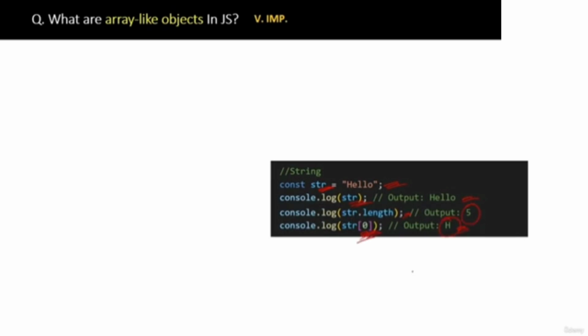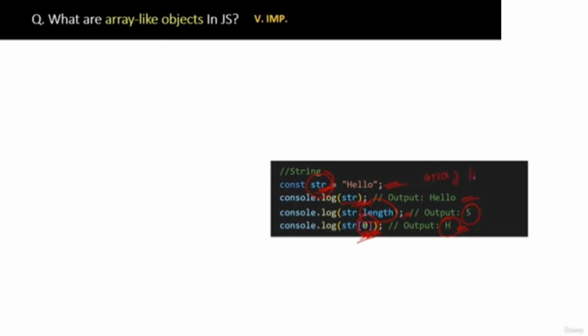But if you notice here, the behavior of this string is something like an array, because it has this length, then it has this index element. It is similar to an array, right? In an array also we do like this, but this string is not an array. So what is it? We call this an array-like object.